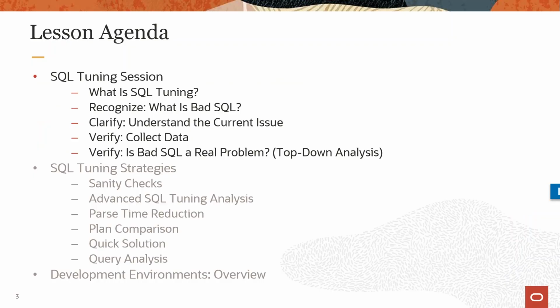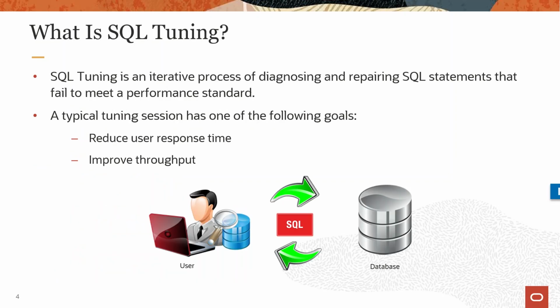The first topic of this chapter, we're going to discuss what is SQL tuning, what is bad SQL, how we can try to understand the current issue, and how by collecting and analyzing data, verifying that the bad SQL is indeed a real problem. So SQL tuning is an iterative process of diagnosing and repairing SQL statements that fail to meet a performance standard. So an SQL statement can become a problem when it fails to perform according to a predetermined and measurable standard. A typical tuning session has one of the following goals.